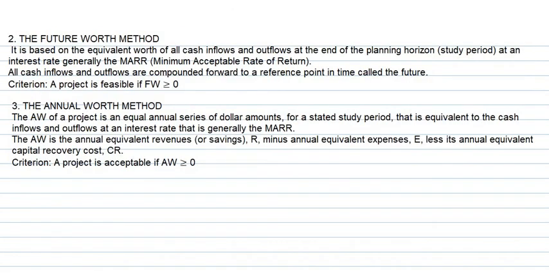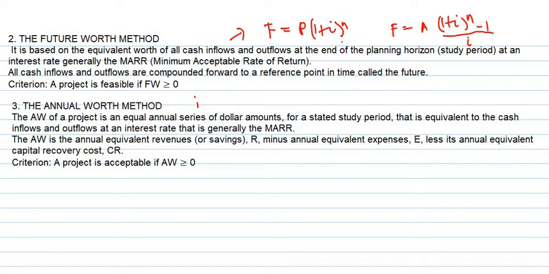Another method is the future worth method. For this method, we have to convert all the values in terms of future worth. A project is feasible if the future worth is again greater than or equal to 0. Take note, if we talk about future worth, then all the expenses will be converted to future value. We have F equals P(1+i)^n, or if annuity is involved, F equals A[(1+i)^n minus 1] all over i. We will be using this formula to convert the expenses or costing into future worth, because this is the future worth method.